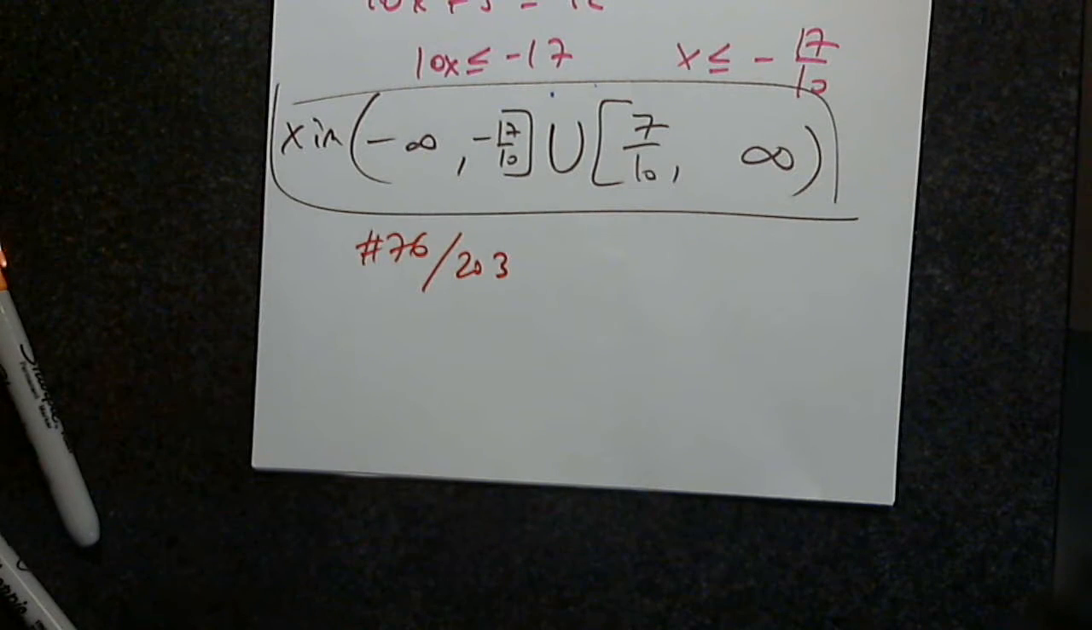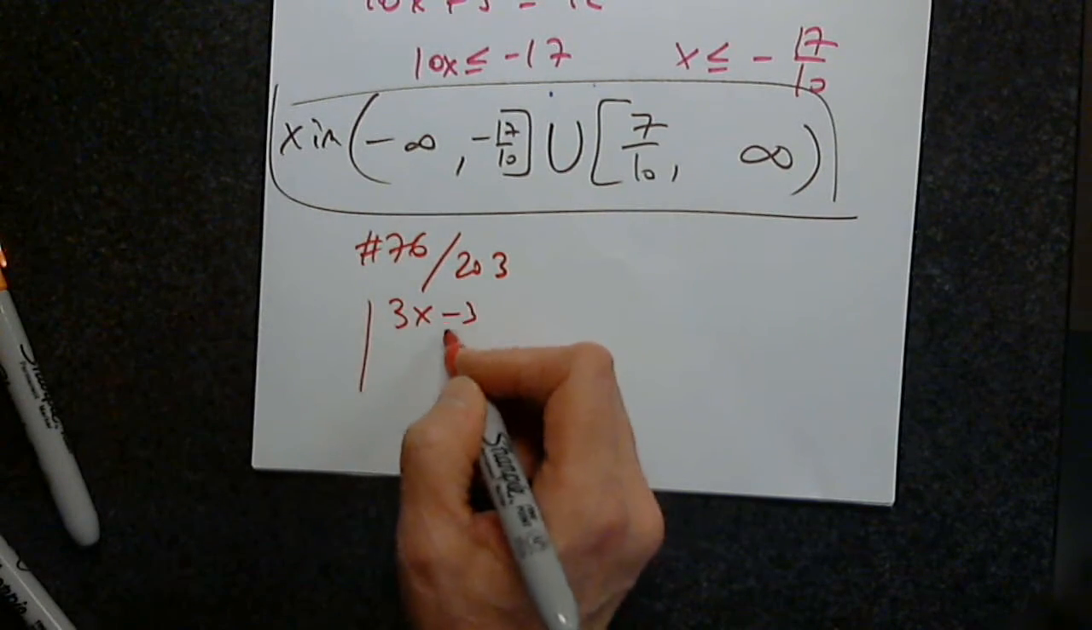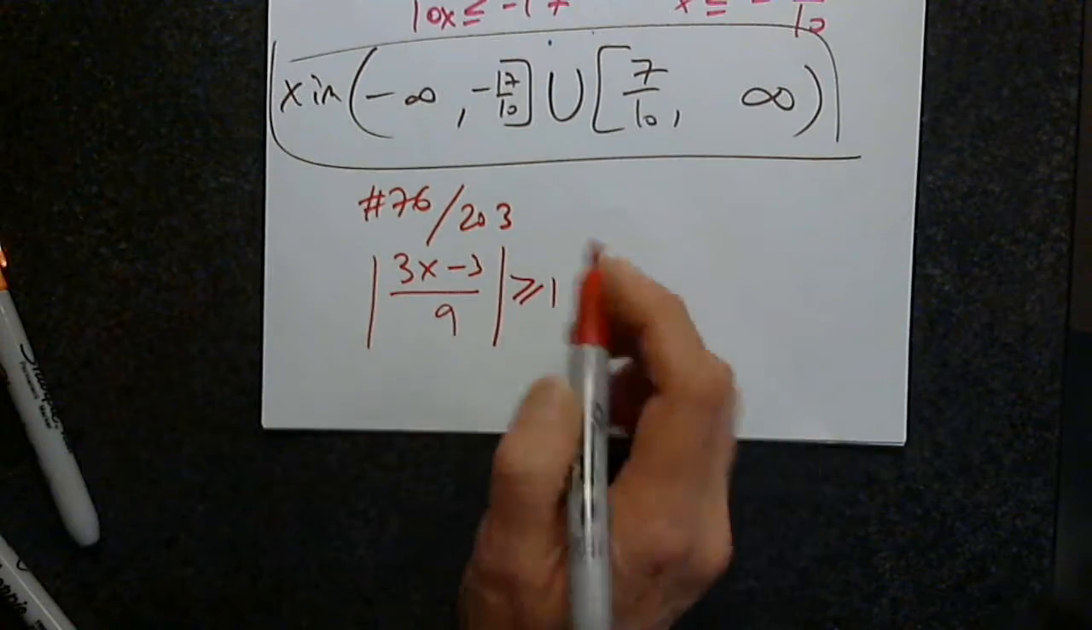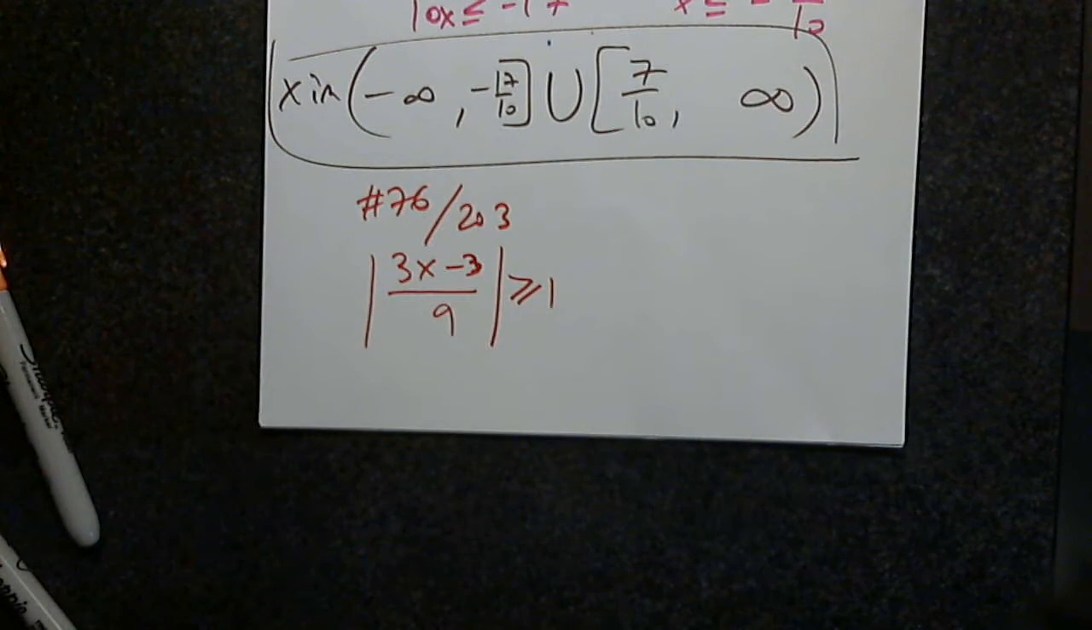203. The absolute value of 3x minus 3 over 9 is greater than or equal to 1. There is nothing I can do here. It's already cleaned up. But I have to identify which type it is. Is it type 1, the nice one with a chain, or is it the more difficult of the two? The one in which I have two separate inequalities, and one is less than, and the other one greater than. Right, it is the difficult one.